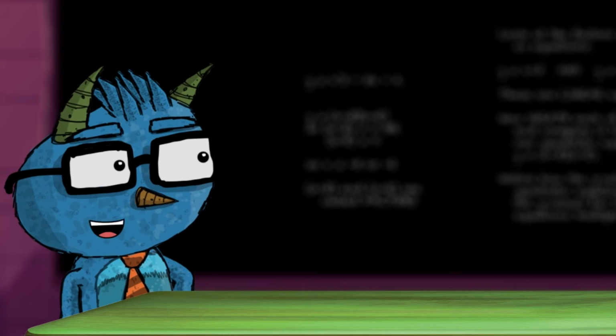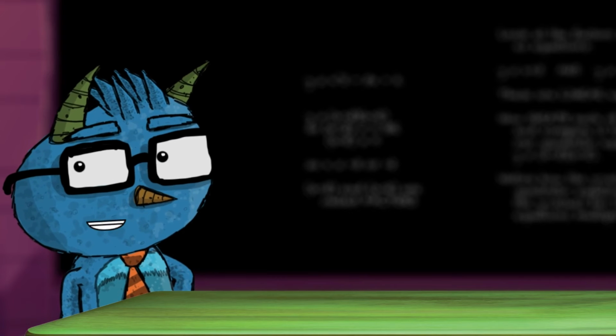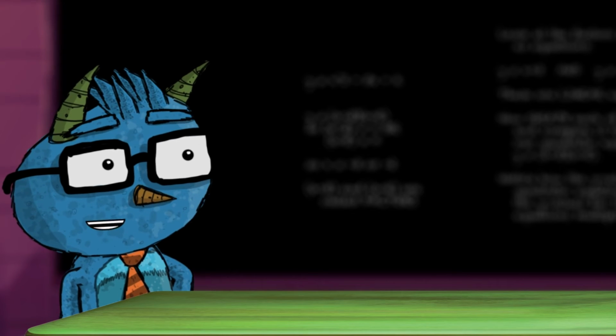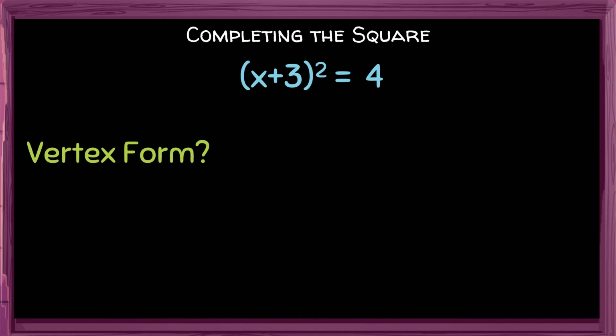A math problem could ask us to convert this into vertex form, or it could ask us to solve for x. Either way is pretty straightforward from here. So let's see how to do both of those things in our original problem. In our original problem, we had (x + 3)² = 4. If a math problem asks us to rewrite this in vertex form, we are very close to vertex form already.